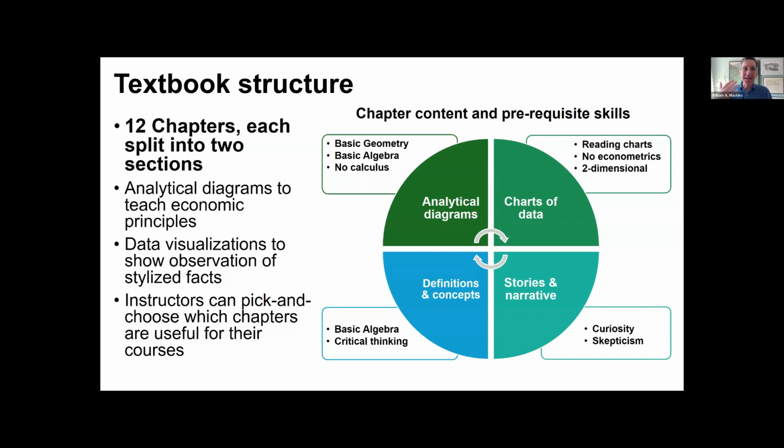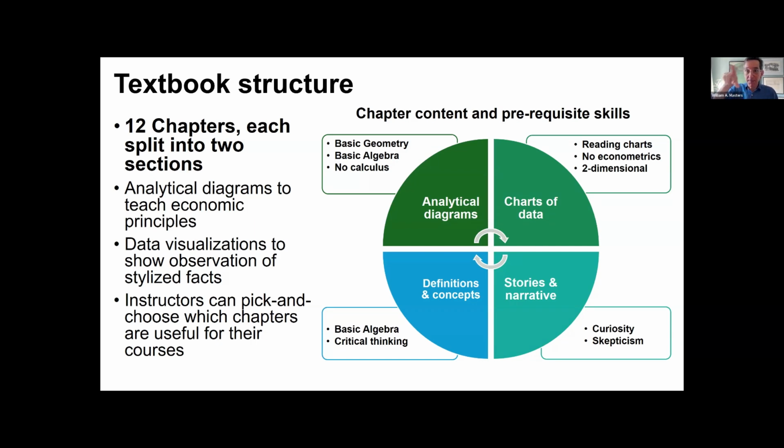But the basic idea is, in the first half of the book, these analytical diagrams to explain and predict in qualitative terms, no numbers, just a theory. Then data visualizations, which is all about the numbers. So people can put the theory together with the data, and you can do that picking and choosing whichever topics you think are most important for your course in your setting.